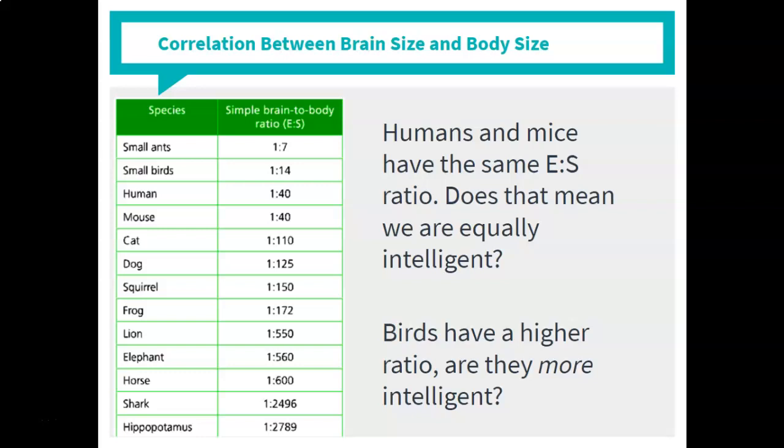Now, these next 2 slides deal with brain size versus body size, and for every species there is a brain-to-body ratio. However, it doesn't really mean anything, right? Because humans have a 1:40, meaning that their brain is 1/40th of their body. But so do mice. And that doesn't mean that we're the same. And birds have a higher ratio. But are birds more intelligent than humans? Well, crows are pretty smart, but I wouldn't say that they are smarter than humans. So although we can have this ratio, it doesn't really tell us anything.